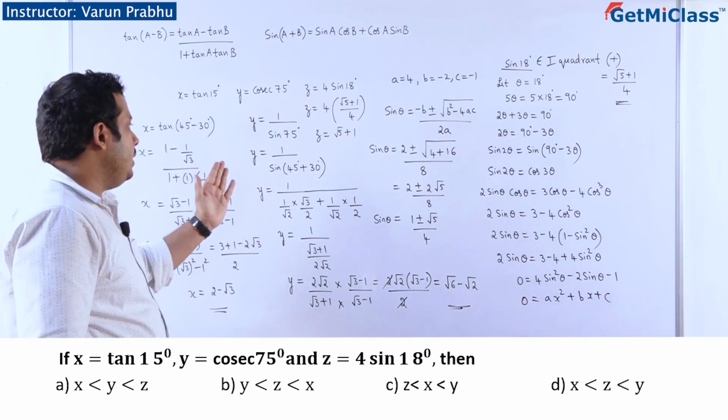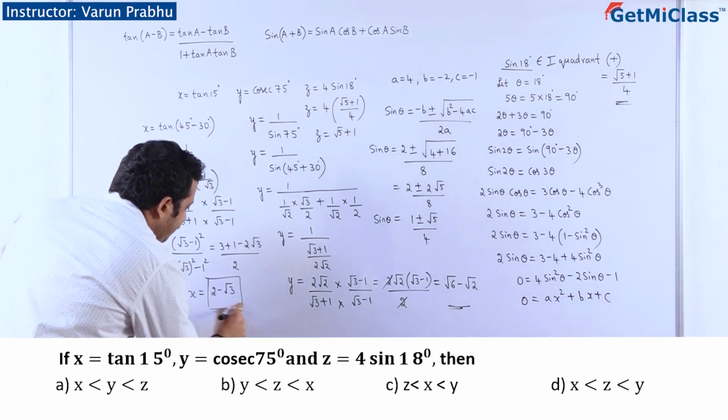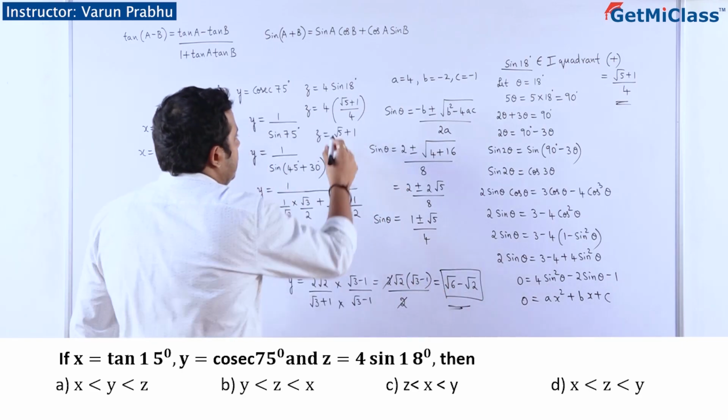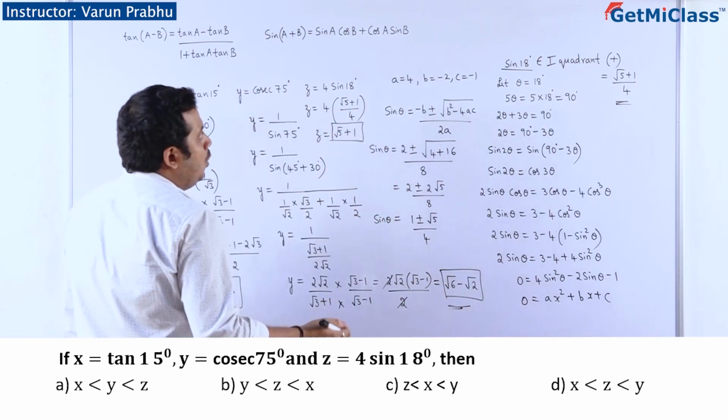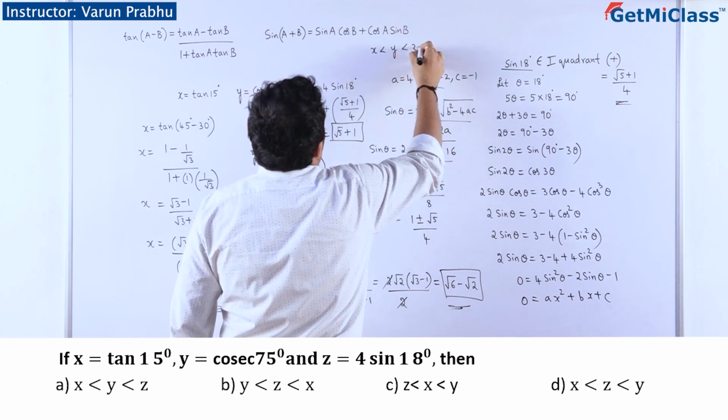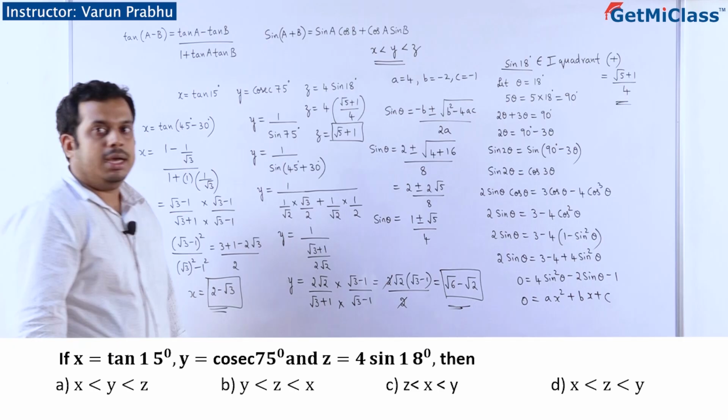So if you can clearly see, X is this value, Y is this value, root 6 minus root 2, and Z is root 5 plus 1. So obviously I can come to the conclusion that X is less than Y is less than Z. This will be the answer to the question.